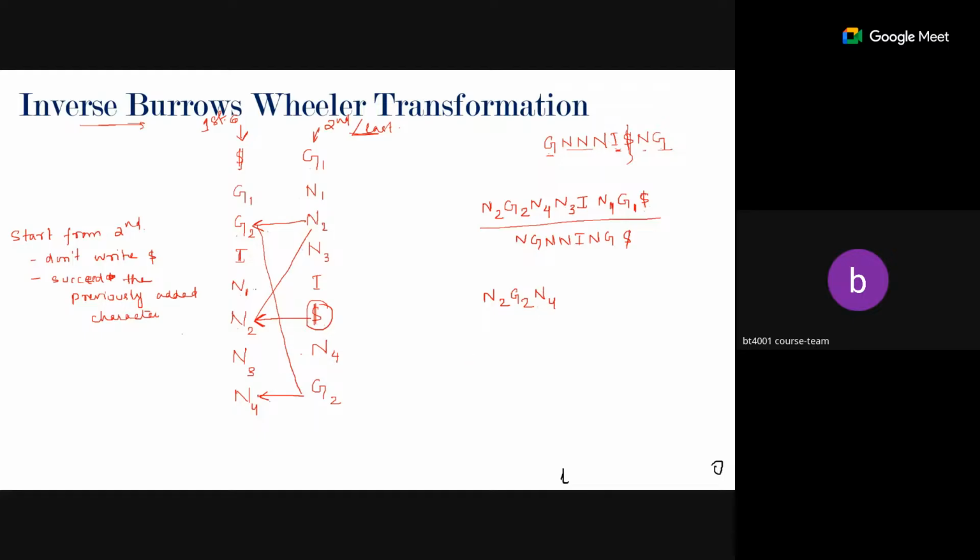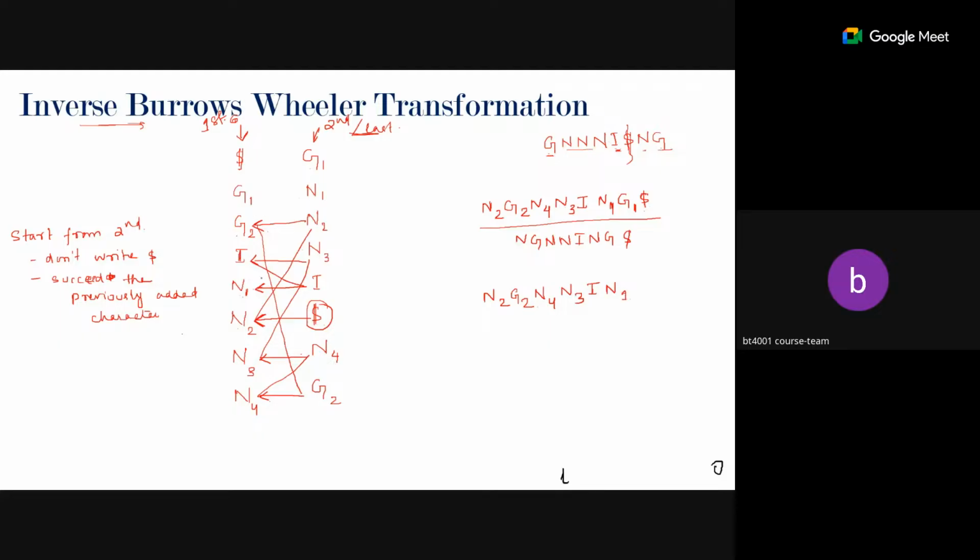Now N4 in the second column corresponds to N3, so N3 will follow N4. Then N3 in the second column corresponds to I, so I will follow N3. Now I in the second column corresponds to N1 in the first column, so we will have N1 following I.